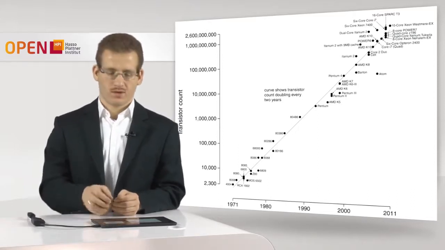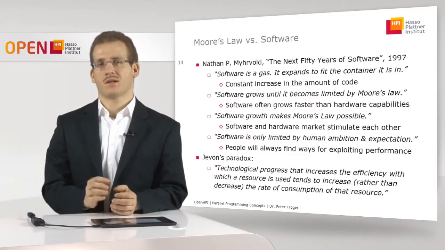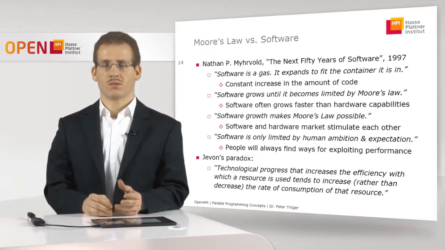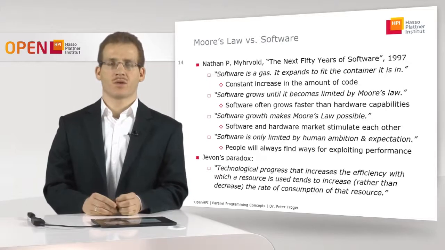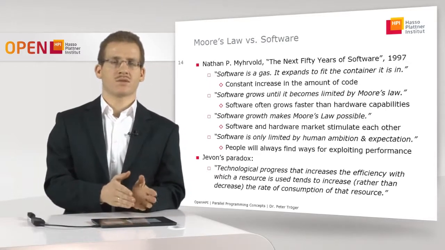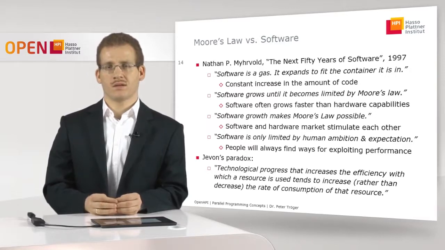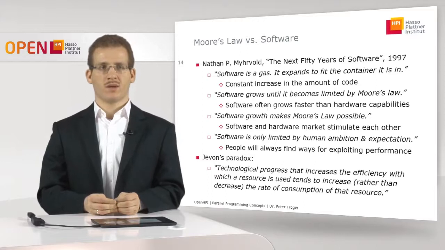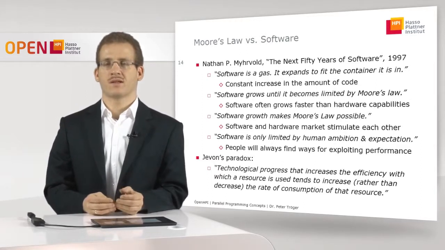processor hardware. So what about software? If we now have the situation that processor technology gets better and better and delivers you more capabilities, maybe for performance, the question is: is this really useful for software? And there's an interesting talk on the internet, we will give it to you in the optional readings, and this was Nathan P. Myhrvold talking about the next 50 years of software in 1997.